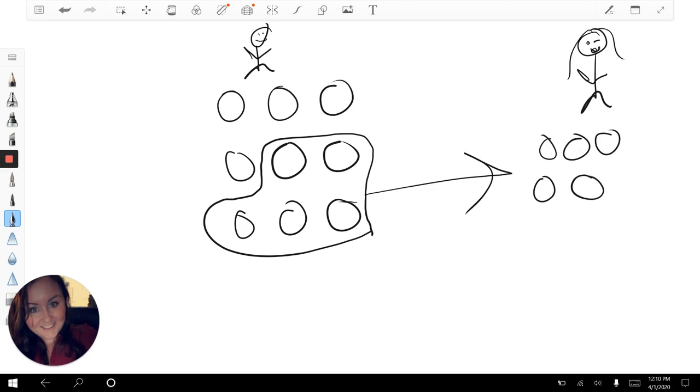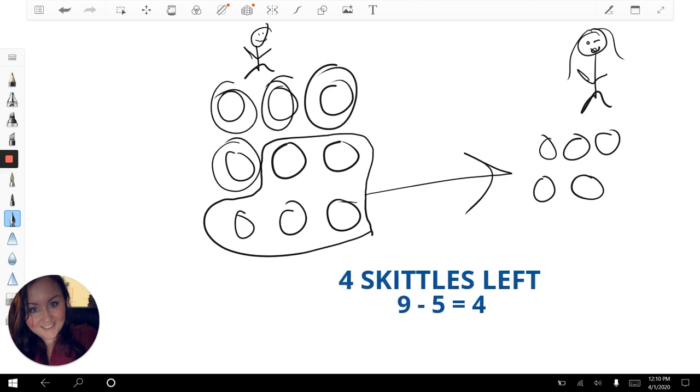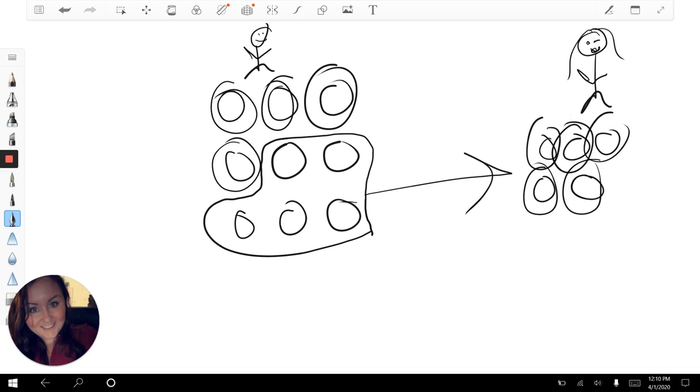Yay! So because you gave me 5 of your Skittles, now you only have 1, 2, 3, 4 Skittles left of the 9 that you started with. And I have 5 Skittles. Okay? So that's kind of what subtraction is. It's taking away from the pile that you have.